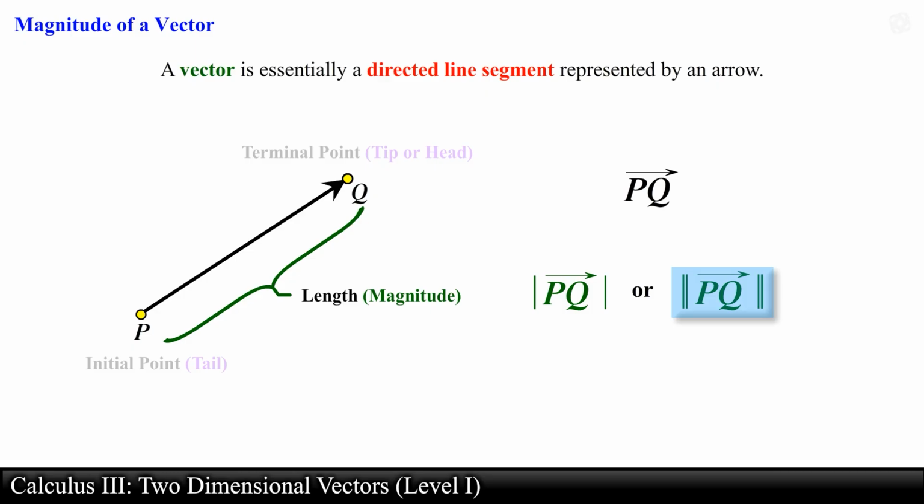Some textbooks will use the absolute value symbol. Unfortunately, this notation can be misleading. Many students think that they need to find the absolute value rather than the magnitude of a vector. Because of this potential confusion, I will use the double vertical bars to denote the magnitude of a vector.